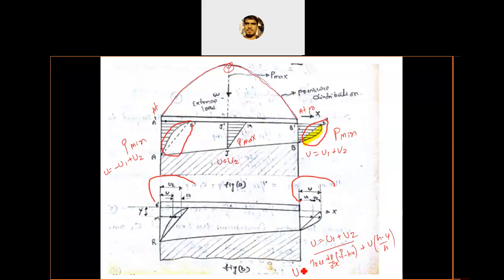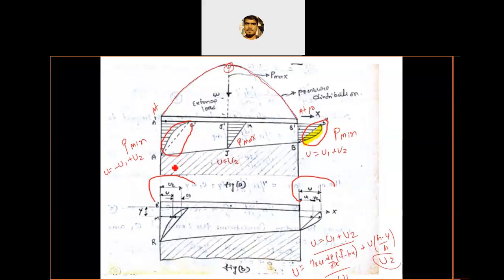This is the velocity equation we got. Here we have u1 and u2, two velocities. One is just because of the moving plate, and the other is because of the change in pressure, which causes some velocity. The velocity due to pressure we consider as u1, and the velocity due to the plate we call u2.